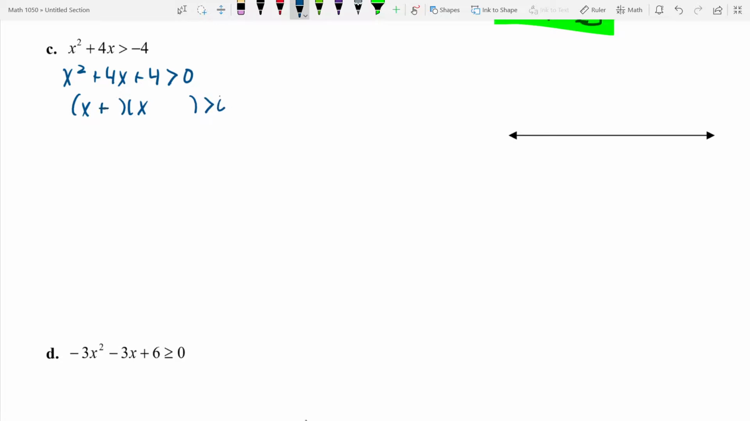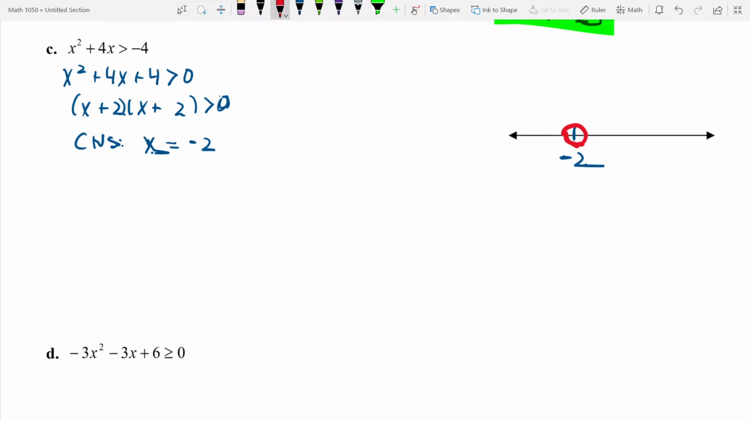Signs are the same. They're both positive. 2 and 2 multiply to give me 4 and add to give me 4. Okay. So when I list my critical numbers, I only have one critical number because they both give me the same one, right? So it is negative 2. So I'm going to come over here to a negative 2, and I'm going to make my circle open. And now I'm going to test regions.